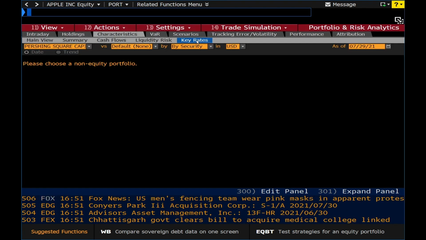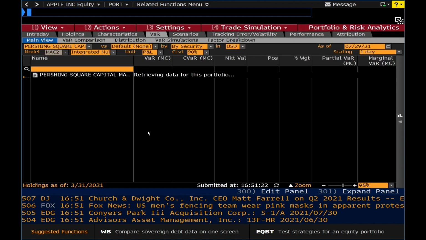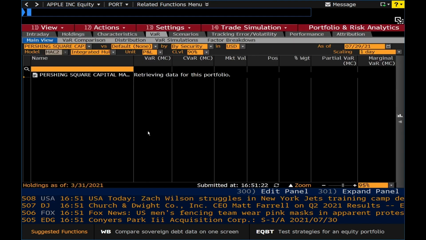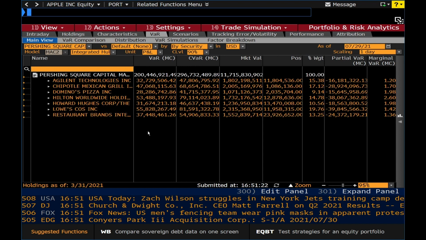Key rates are mostly applicable to fixed income. It's not going to show us anything here. We'll move over to VAR, which is value at risk. This will basically give you a value at risk based on Monte Carlo simulations at a given confidence level, which by default is 90%.